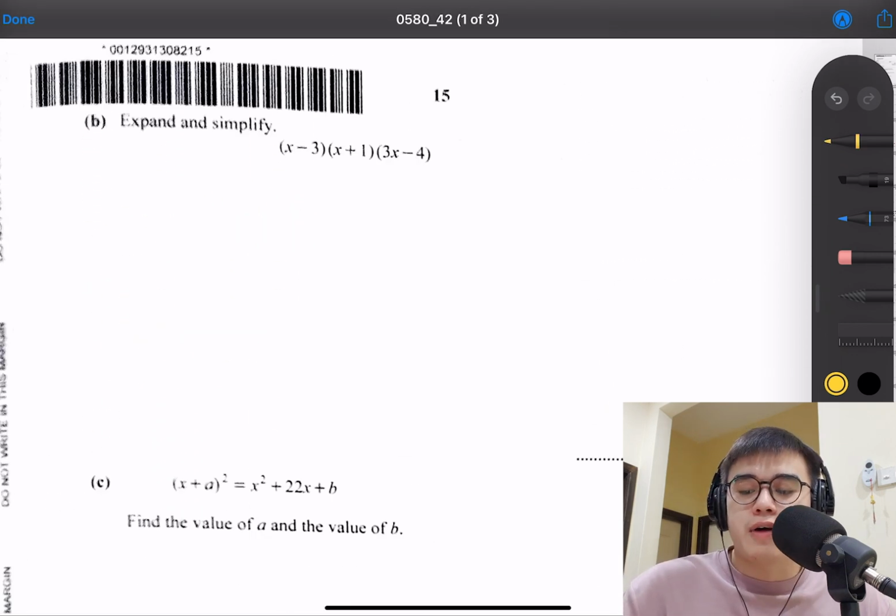For part B, however, you have to do the calculation manually. So first thing, I combine these two together first.